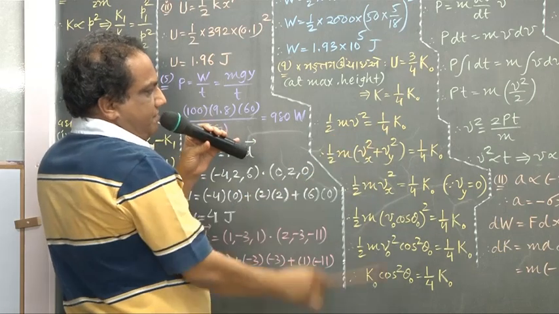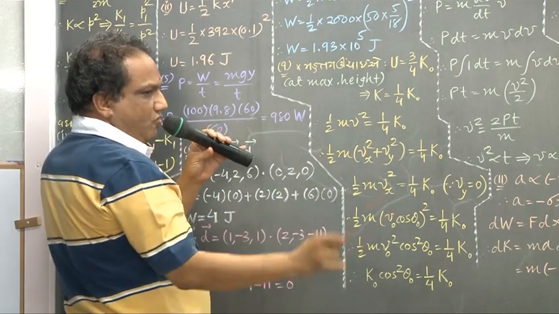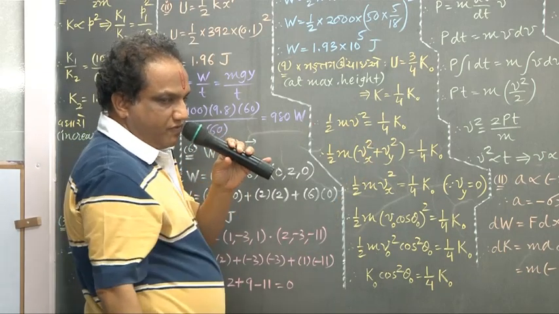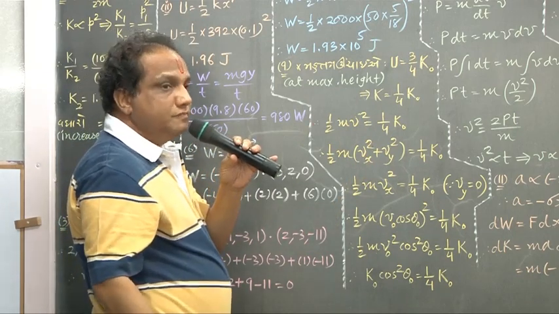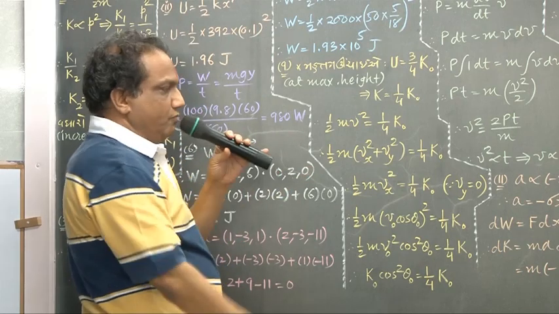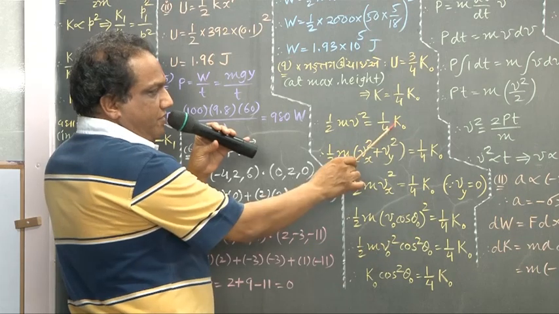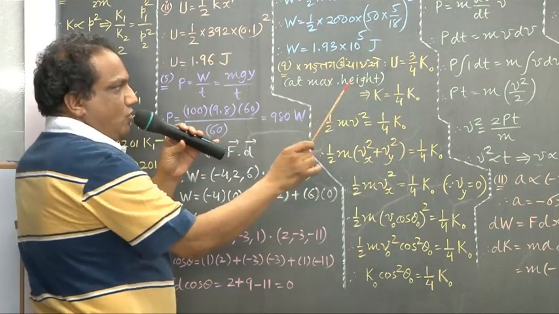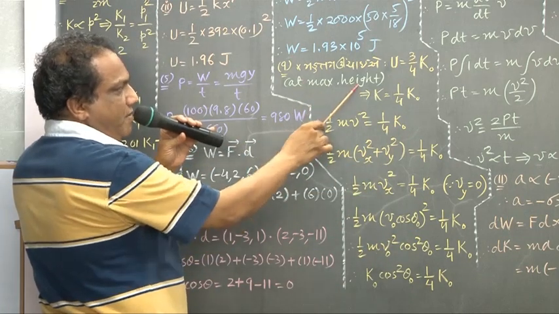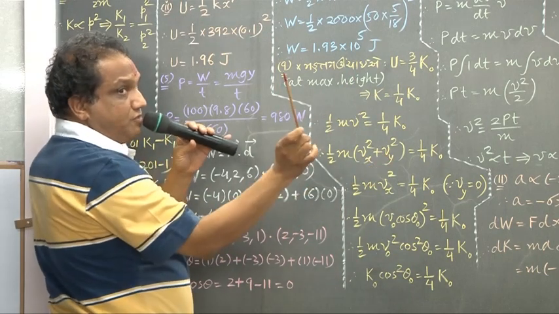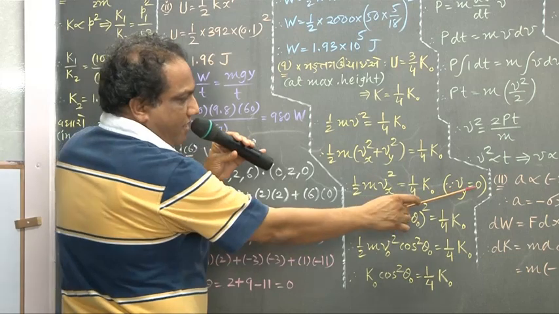Half mv square, this part as it is. Now 1 by 2 m as it is. What is V? Under root of Vx square plus Vy square. Square on both the sides. Then V square is Vx square plus Vy square. This part as it is. When you are talking about the point of maximum height, at the point of maximum height, the vertical component of velocity becomes 0. For a moment, Vy becomes 0.